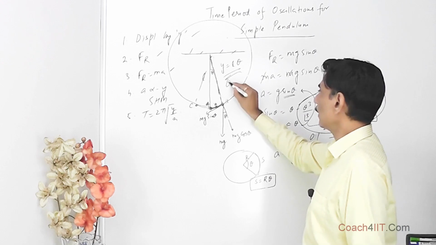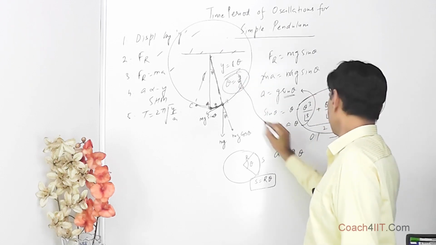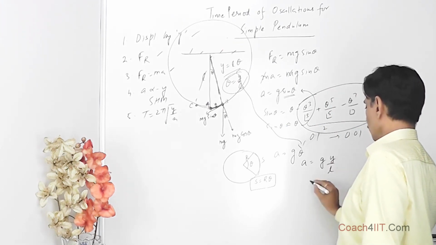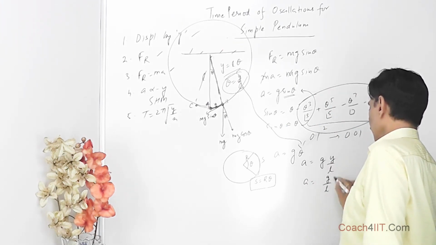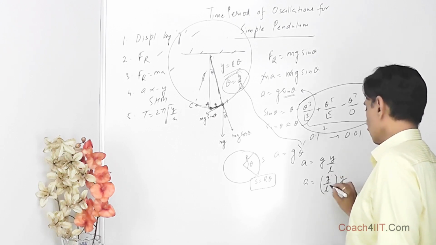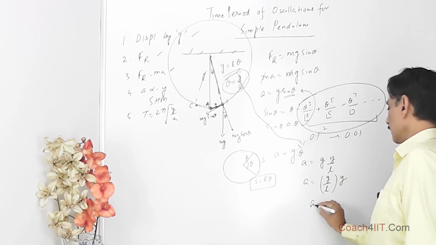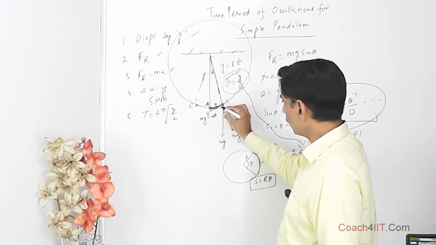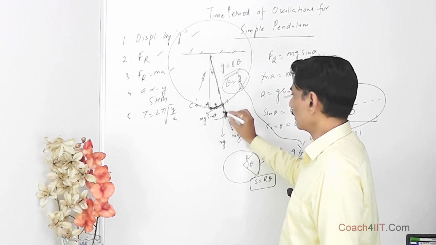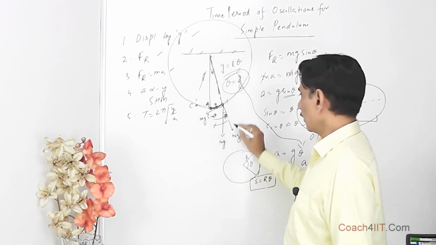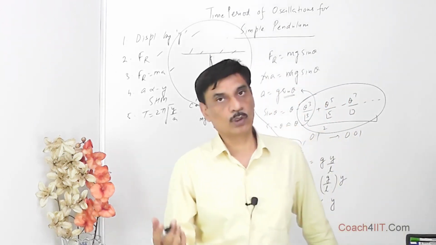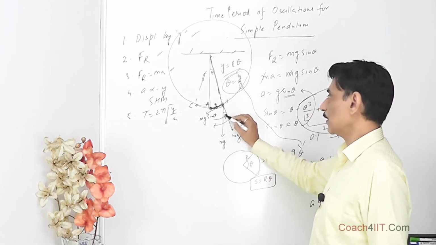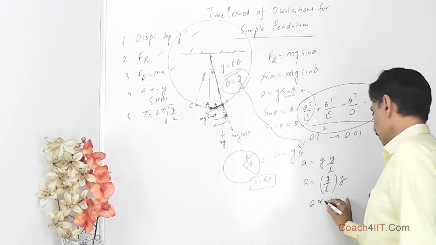So from here theta comes out to be y by L, we can replace over here. So A comes out to be g y by L, A comes out to be g by L into y. G is constant, L is constant, so it means acceleration is proportional to y. Also, when we displace this body from here to here, displacement is in this direction, whereas restoring force is in the opposite direction. Restoring force and restoring acceleration are obviously in the same direction. So acceleration is in this direction, displacement is in this direction, so they are oppositely directed. So it means acceleration is proportional to minus y.